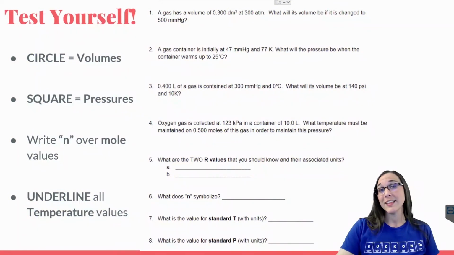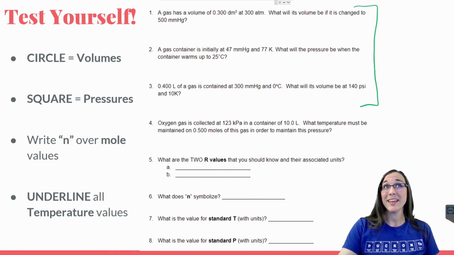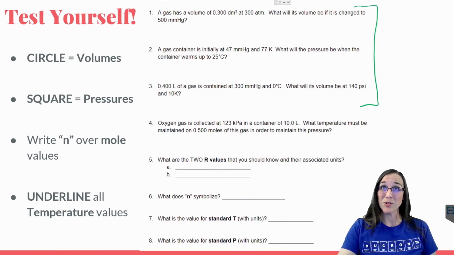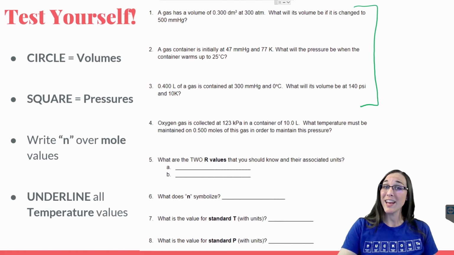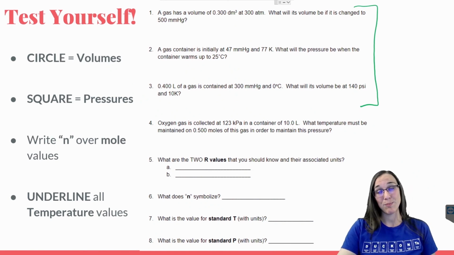Before you move on to the gas laws in this gas law series, make sure you test yourself on the ability to identify the pressure, volume, temperature, and moles in the word questions you'll be able to solve after learning the gas law equations. For these first 3, all I want you to do is circle any volume units, square around any pressure units, write an n over any moles that you might encounter, and underline any temperature units you see.